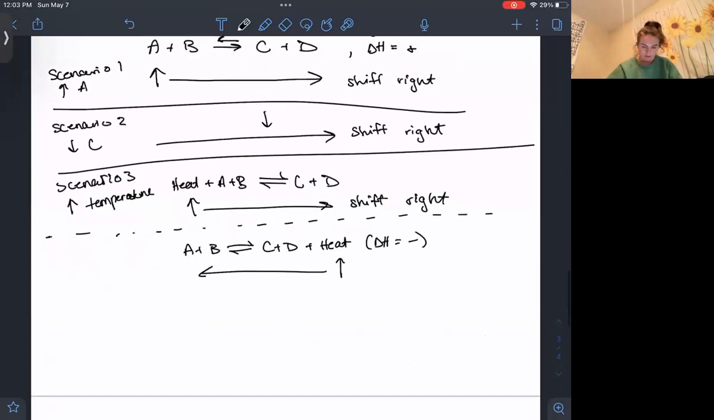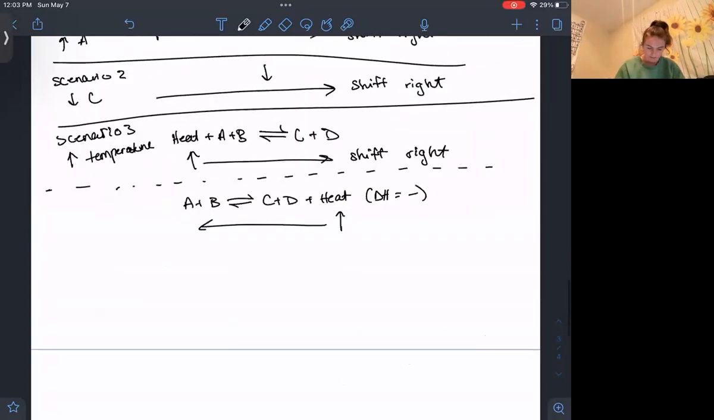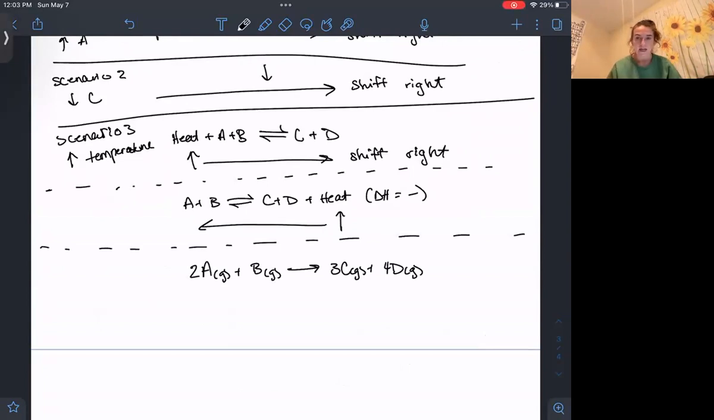So if we were to look at it, let's do another dotted line, right? We have 2A gas plus B gas goes to 3C gas and 4D gas. If we were to increase volume, which side do we shift towards, the products or the reactants? So we're going to shift towards the products.